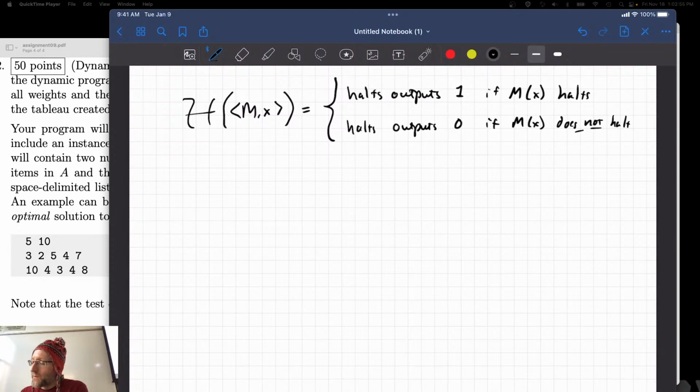Now what we're going to do is run a machine on itself, meaning like the following, M on M, right? Does that make any sense to anybody? No? Why not?